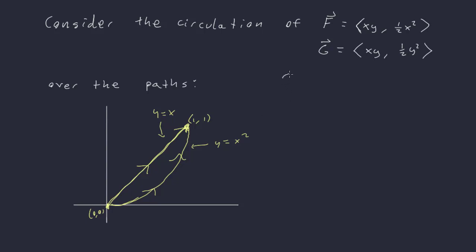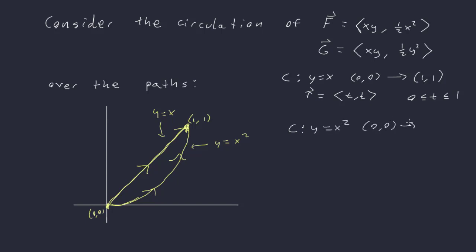So let's call the first one C, which is simply y equals x, and it's the line segment from (0, 0) to (1, 1). And we've talked about this one before. That's going to be the vector valued function (t, t), with t going from 0 to 1. Okay. All right, now this other path is the parabola y equals x squared from (0, 0) to (1, 1).